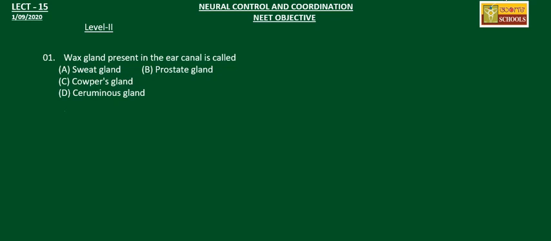Welcome. In this session, I'm going to discuss questions from level 2. So, here is a question from level 2, question number 1. The wax gland present in the ear canal is called. So, first option, sweat gland.